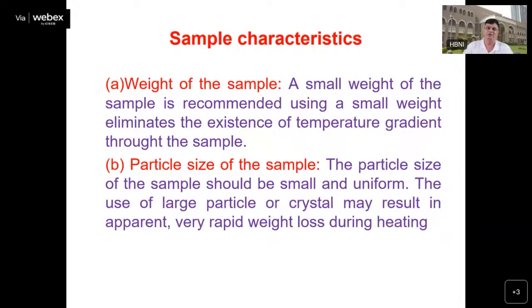A small weight of the sample is recommended. Why? Because using a small weight eliminates the existence of a temperature gradient, at least within the sample. So throughout the sample, you are maintaining the same temperature. And the particle size: generally we try to take a uniform size of the particles. The particle size of the sample should be small and uniform. The use of large particles or crystals may result in an apparent or very rapid weight loss during heating.